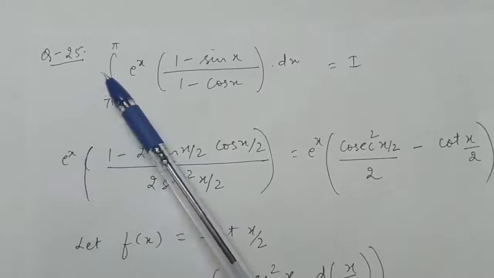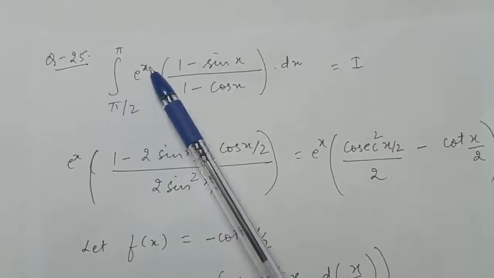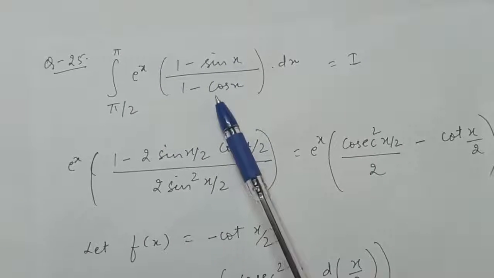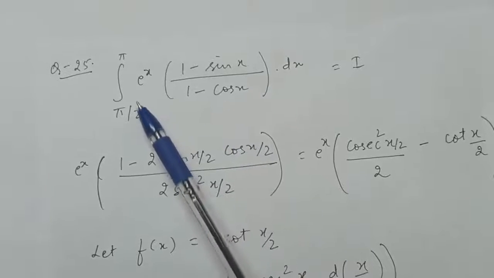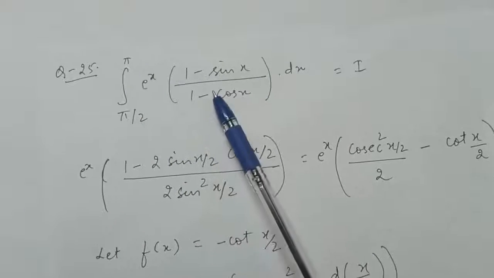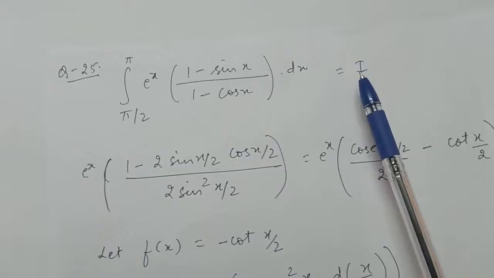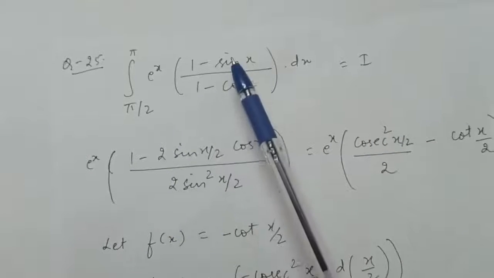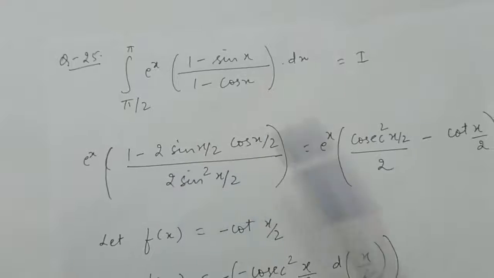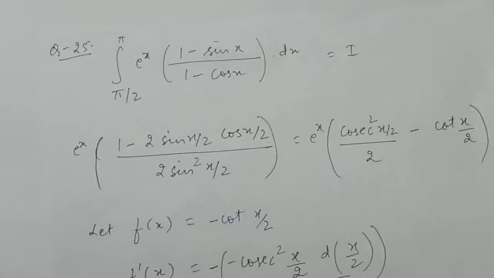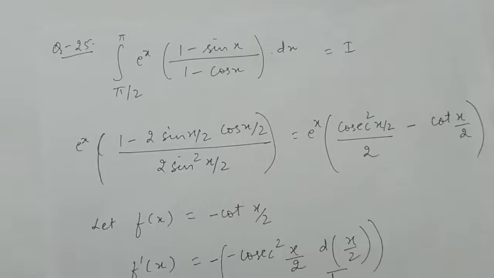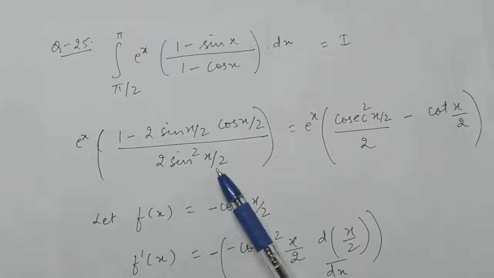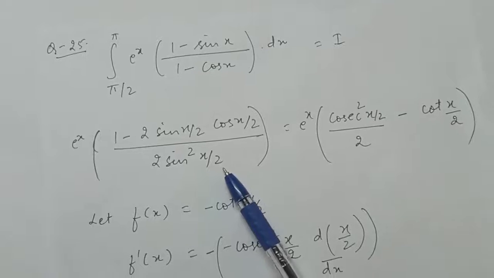So question number 25 is the integral of e raised to the power x into (1 minus sin x) upon (1 minus cos x). Limits are from pi by 2 to pi. So let this given integral be I. Now see, in place of sin x we can write 2 sin x by 2 into cos x by 2, and this denominator 1 minus cos x can be written as 2 sin square x by 2, right?